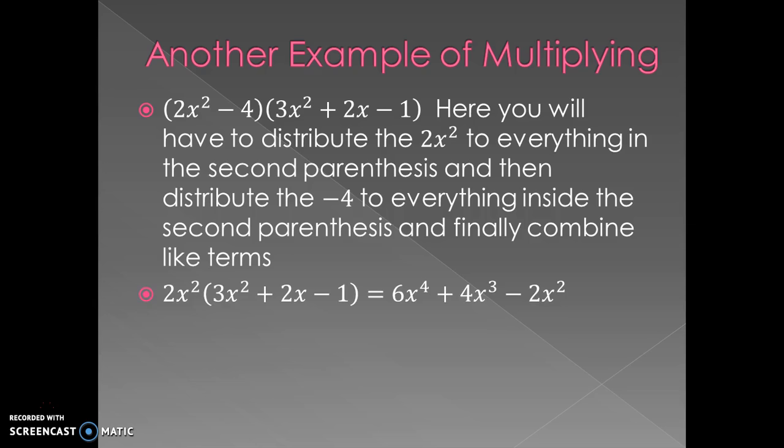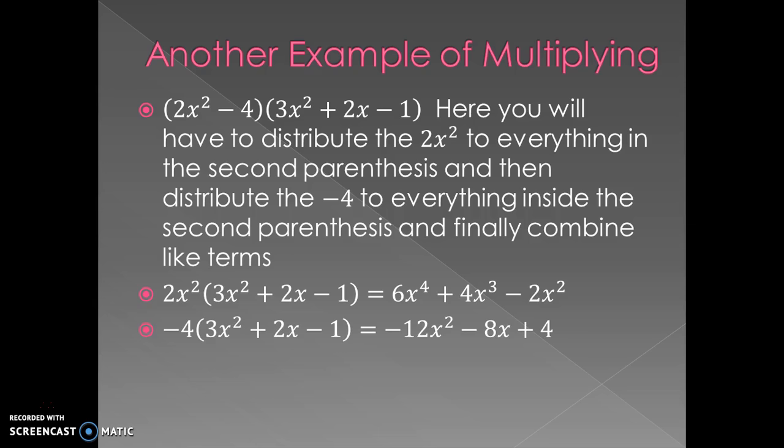So the first thing I'm going to do is take the 2x squared and multiply it by 3x squared. 2 times 3 is 6. I'm going to add the exponents on these, so that gives me x to the fourth. Then I do 2x squared times 2x. 2 times 2 is 4. X squared and another x is x to the third. And finally, 2x squared times negative 1 is negative 2x squared.